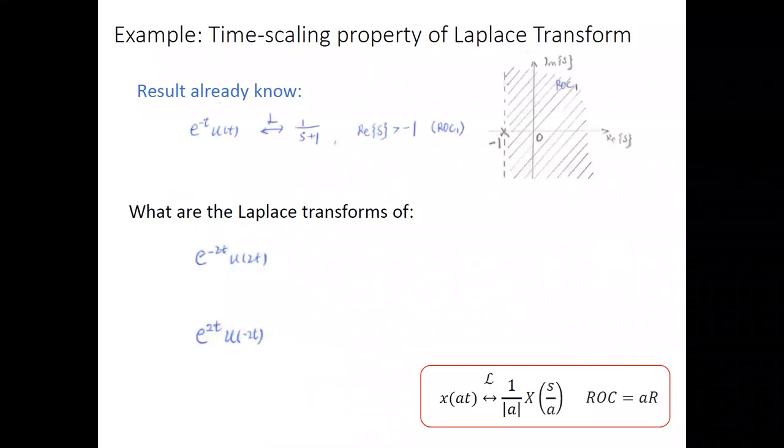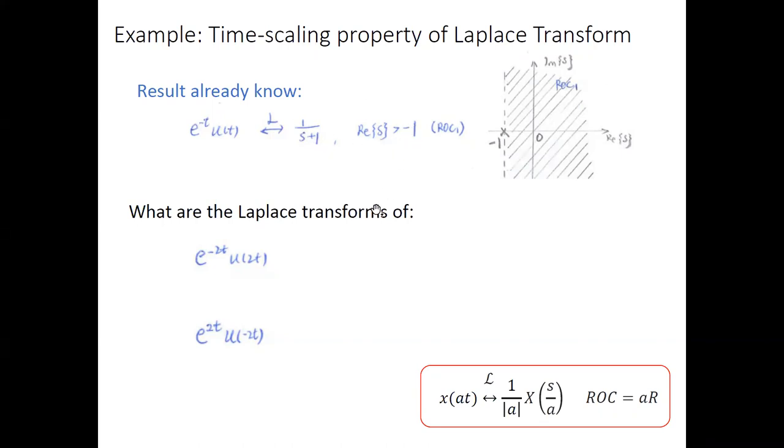So let's apply the time scaling property to obtain the Laplace transform of two signals here. We already know that for the signal exponential minus t u of t, it's a right side signal. The Laplace transform is 1 divided by s plus 1. Again, let me remind you that when we have minus 1 times t here, then it is s plus 1. So there is a difference of sign. And because it's a right side signal, the region of convergence is to the right of the pole. We denote it by ROC1. And the pole, s equals minus 1, is what makes the denominator 0.